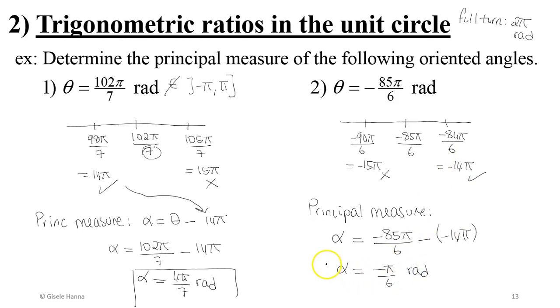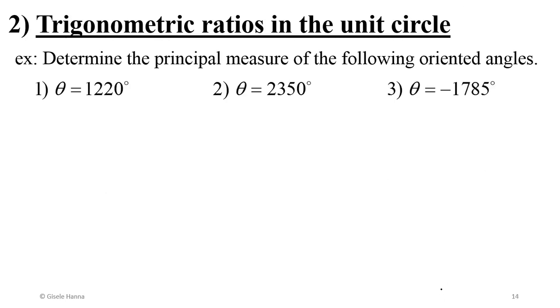So the principal measure of negative 85 pi over 6 is negative pi over 6 radian. So this is how you would determine the principal measure, by removing the full turns existing in the angle. Now this is when the angle is given in radian. Let's go through these in order to determine how to find the principal measure if the angle is given in degrees.